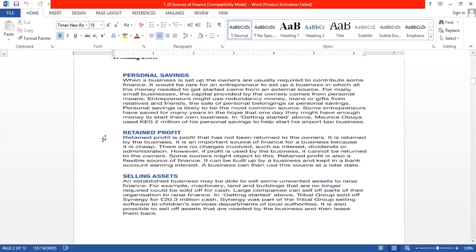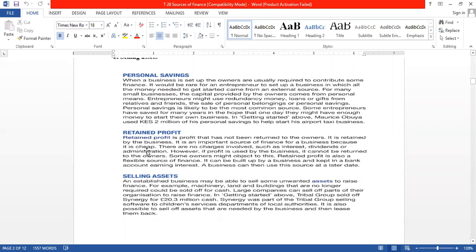So retained profit is always there. For retained profit, you have to understand very carefully the definition and two advantages and two disadvantages. Retained profit is profit that has not been returned to the owners. This is a simple definition, right? So it is retained by the business. It is an important source of finance for business because it is cheap.